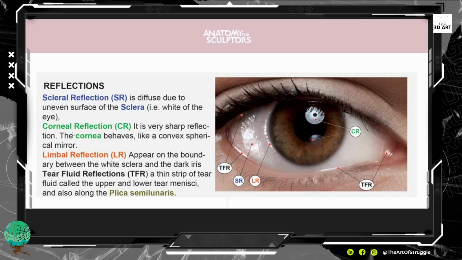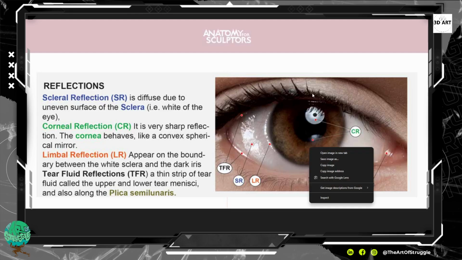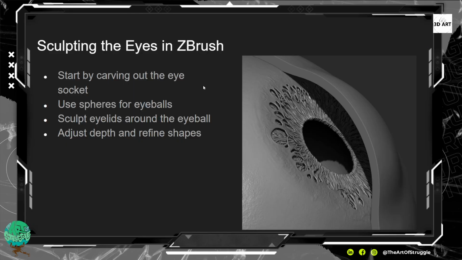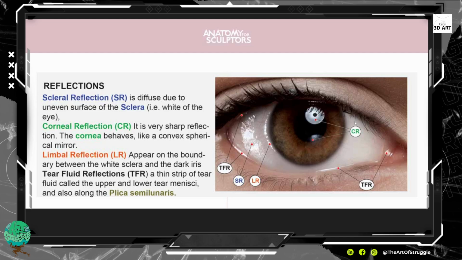All right. So there's the corneal reflection as well, right? It's a very sharp reflection. The cornea behaves like a convex spherical mirror. And remember, this part of the eye is kind of like a dome. So remember, the reflection that it's going to give you is going to be very sharp because it's acting almost like a spherical mirror.